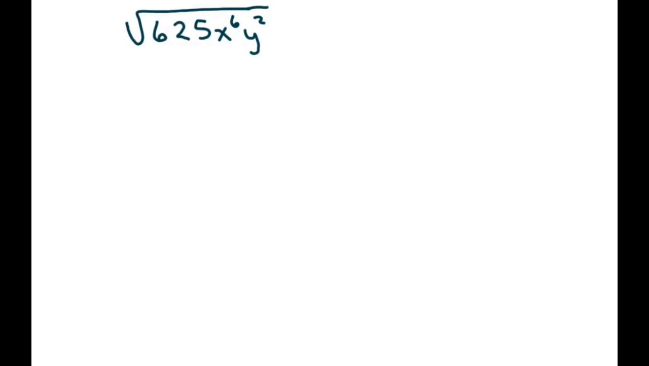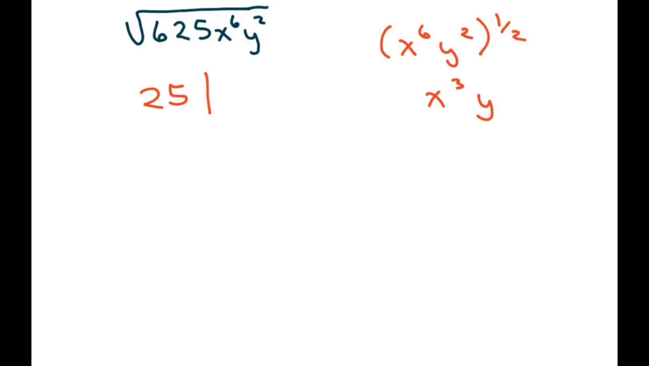Alright, the next one, square root of 625 is just 25. And then if I take x to the 6th, y squared, to the 1/2, that's going to be x cubed y. And that's going to be absolute value because this is an even n. Remember, this is like 2 right there. So it's going to be absolute value of x cubed y.